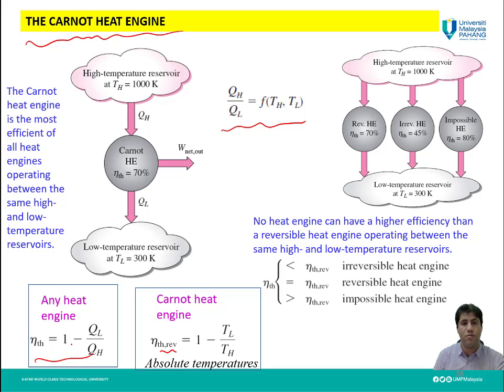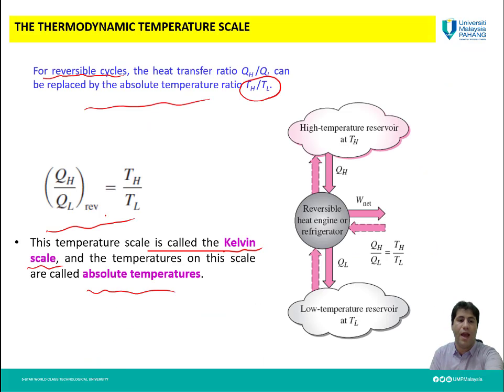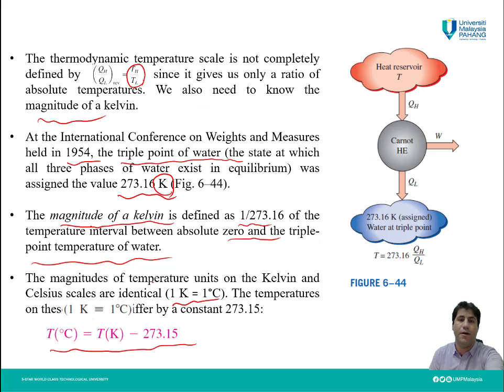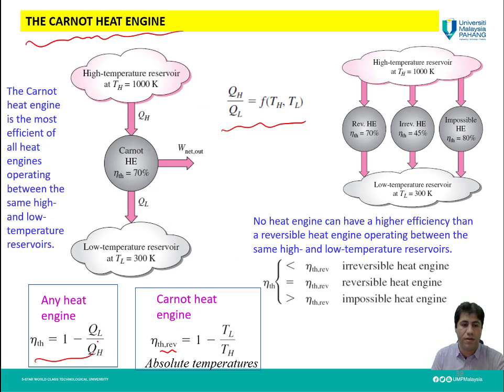So thermal efficiency is equal to 1 minus QL divided by QH. And as I showed to you, we have this equation, QH over QL is equal to TH over TL for a reversible heat engine. So we can substitute TL and TH in this equation to find the thermal efficiency of a Carnot cycle, which is the maximum possible thermal efficiency for a heat engine.